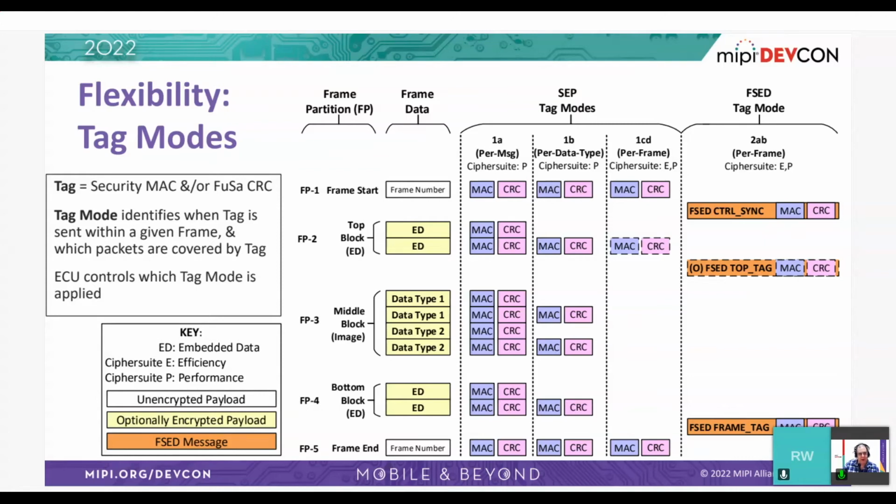There's always a MAC in SEP sent on the frame start. Then because the top block is all the same data type, we'd send a MAC at the end of that. Within the middle block, there could be multiple data types, and so we would send a MAC at the end of each of those data types. Here we've shown data type 1 and data type 2, and put a MAC at the end of the data type 1 block, and then another one at the end of the data type 2 block. And then another MAC at the end of the bottom block.